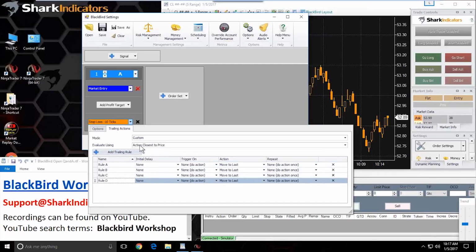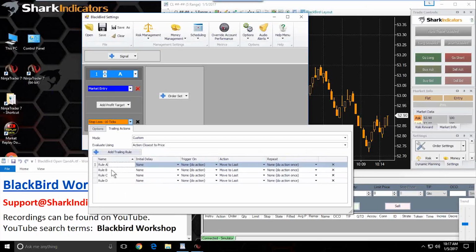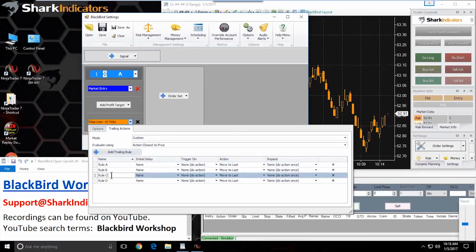Now the evaluate using, right, this only becomes necessary if you have, say, two or more trailing rules that are trying to trigger at the same time. All right. So as an example, let's say rule C has been triggered and wants to move the stop loss, but rule A, B, and D are not triggering.